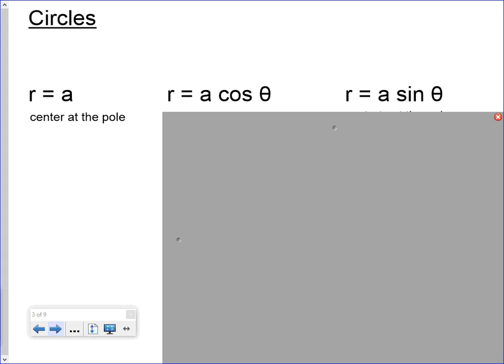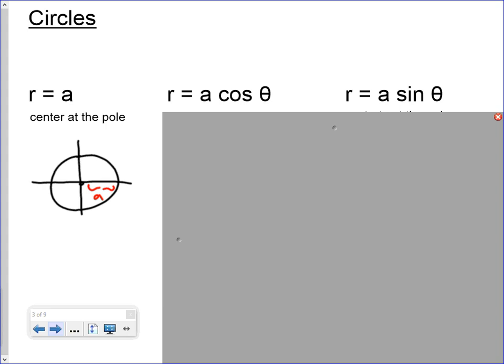So if I'm drawing a picture of a circle that looks like r equals a, it would be centered at the pole, and then a would be the value of my radius. So, like, if I gave you r equals 3 on a polar grid, you would just go out to the third circle, trace that third circle, there's a circle with radius 3. Easy. R equals a cosine theta and r equals a sine theta.